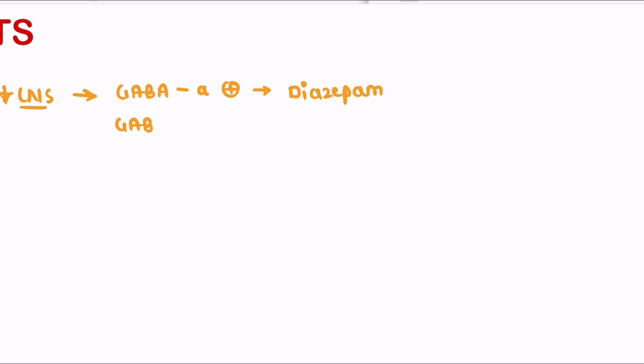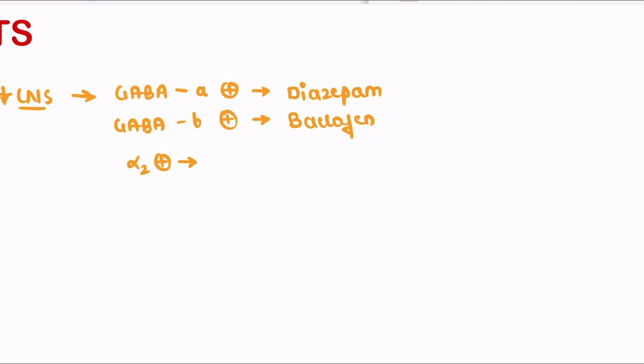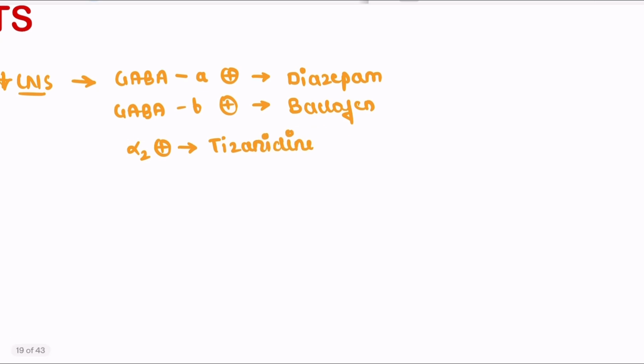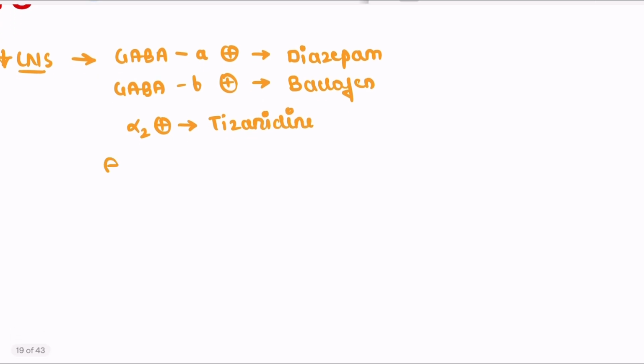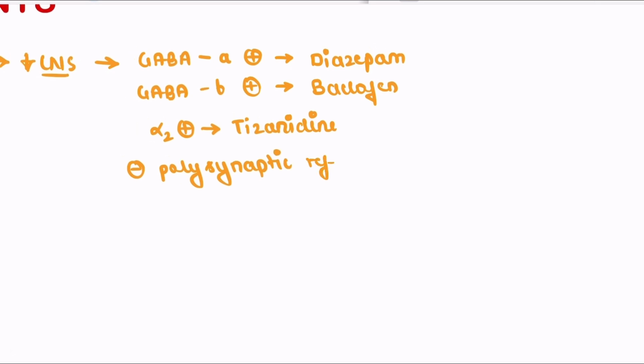The drug which stimulates GABA B, which is baclofen. The drug which stimulates alpha 2 receptor, which is tizanidine. And the drug which inhibits polysynaptic reflex, which includes mephenesin.